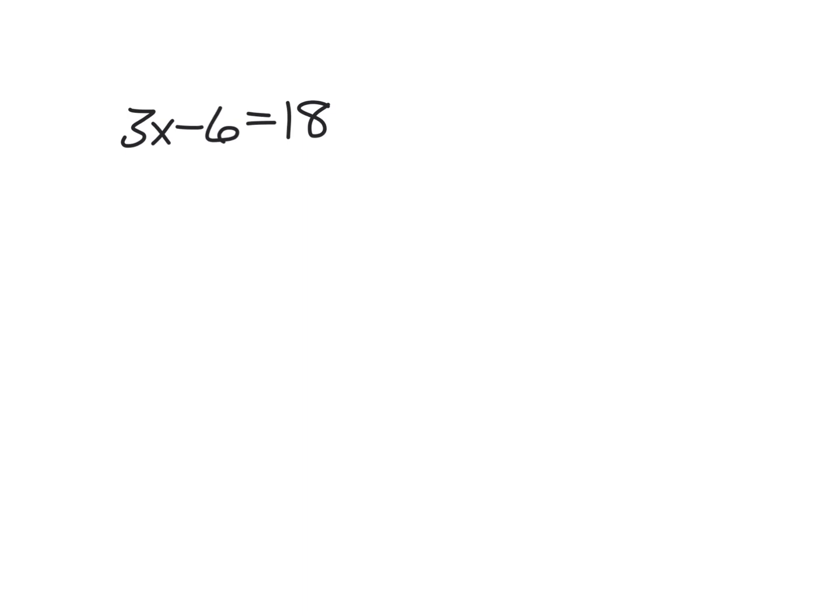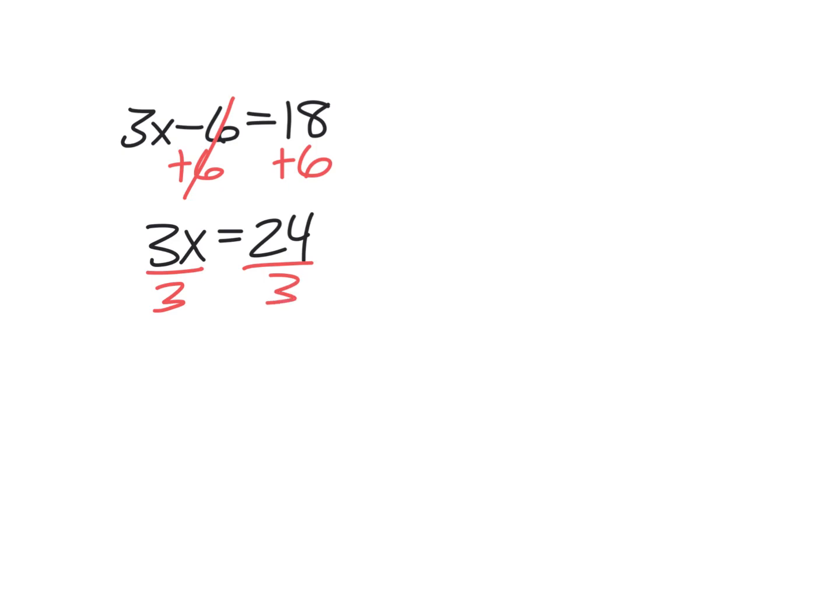If we were solving this, the first thing we would do is add 6 to both sides. That leaves 3x is equal to 24. We've got to get rid of the 3, so how do we get rid of the 3? We divide by 3 on both sides. And then that would leave us x is equal to 8.